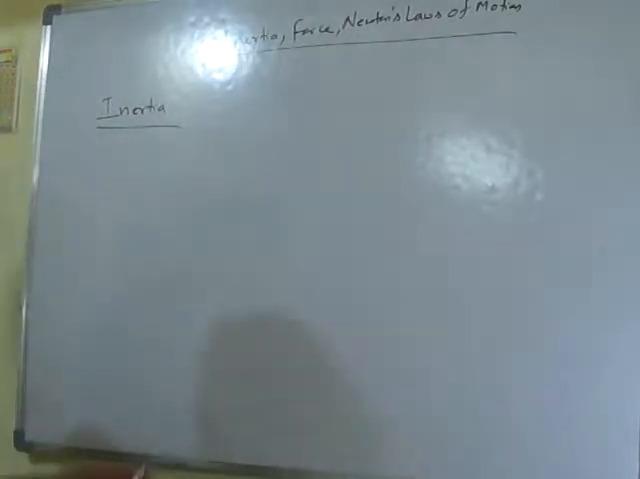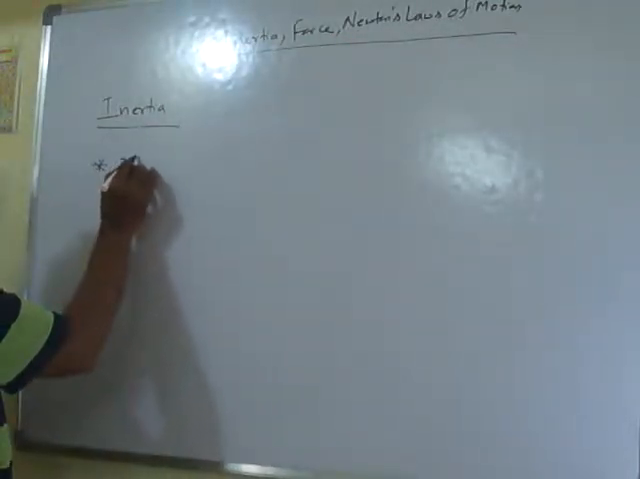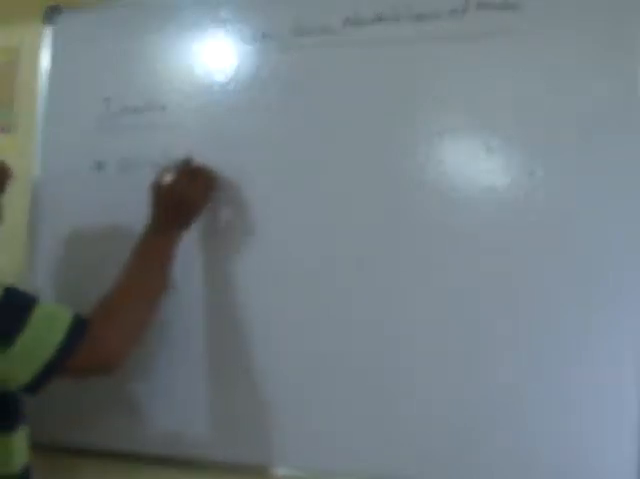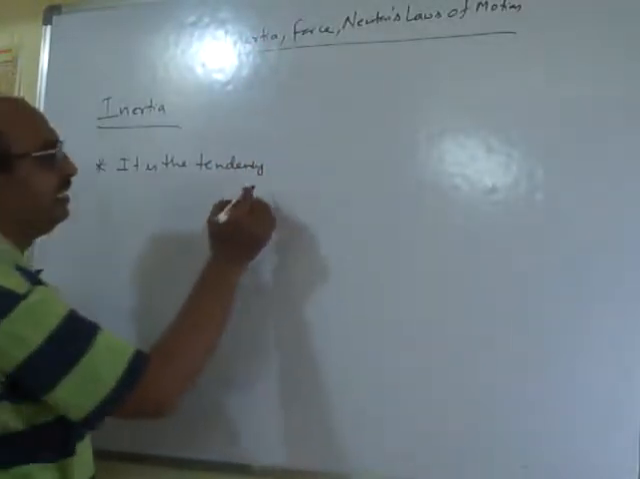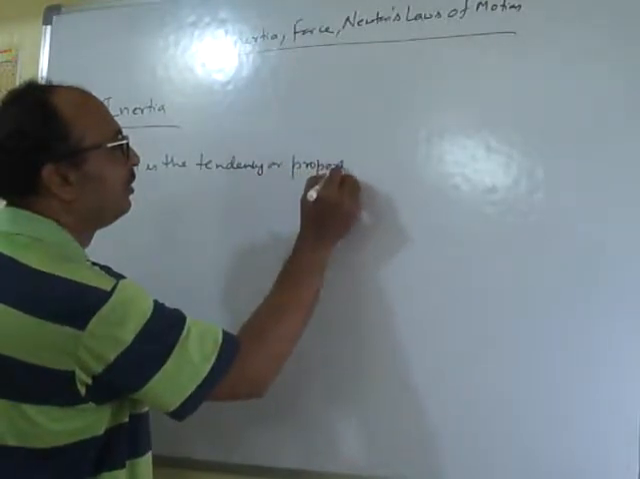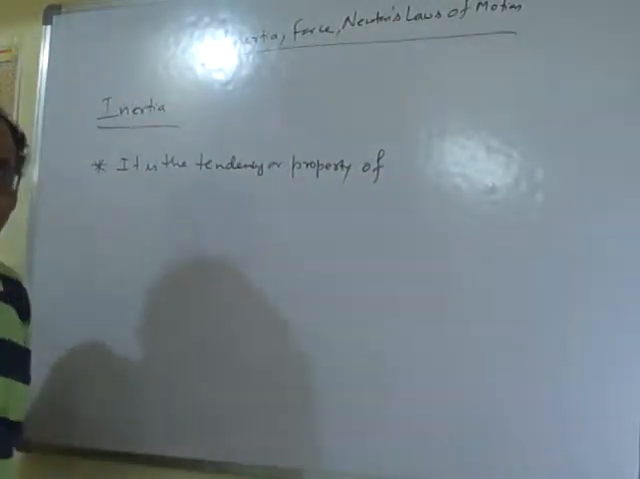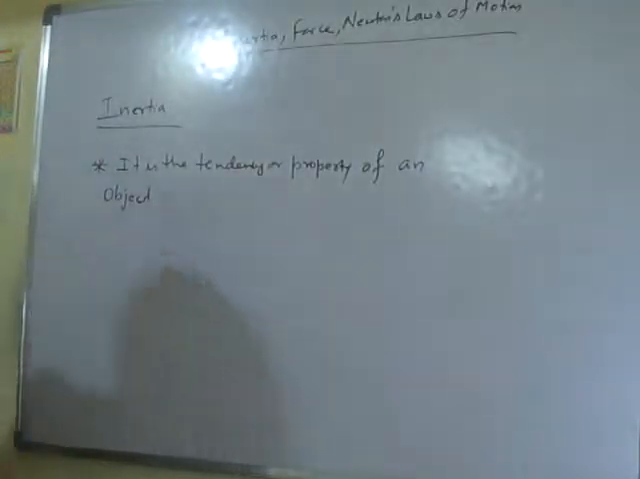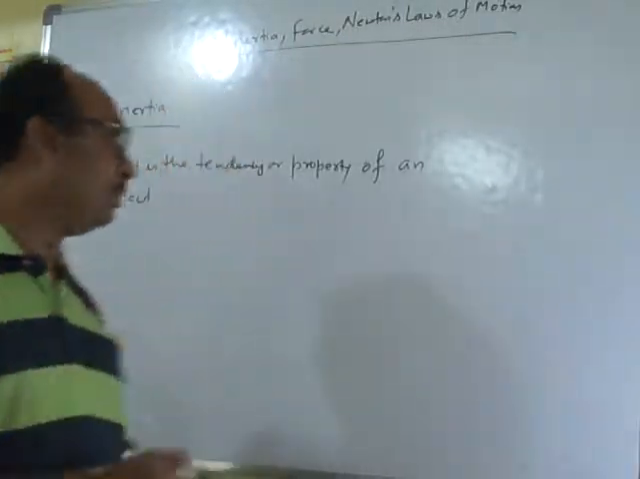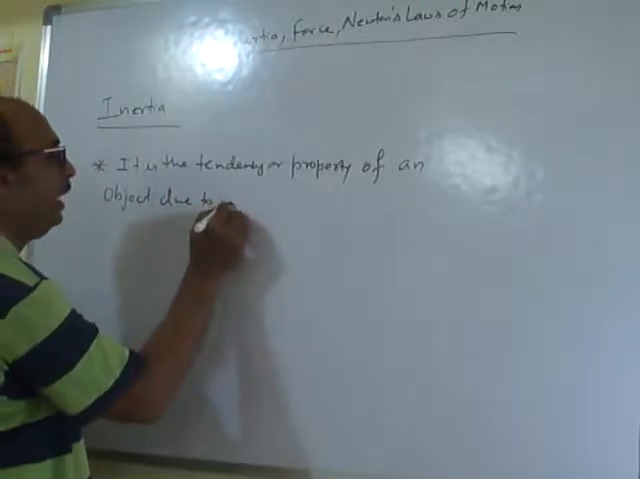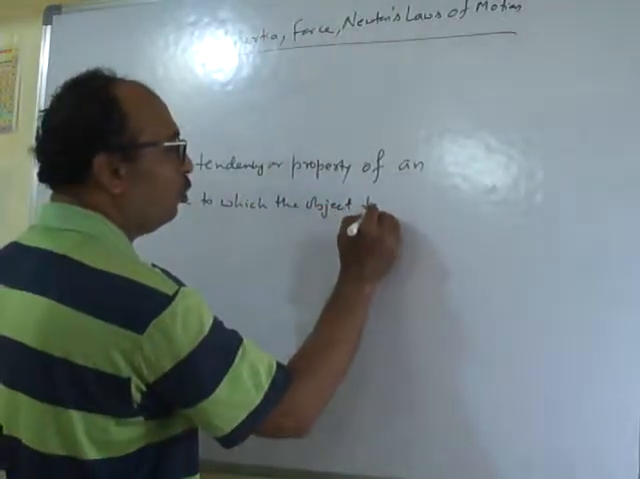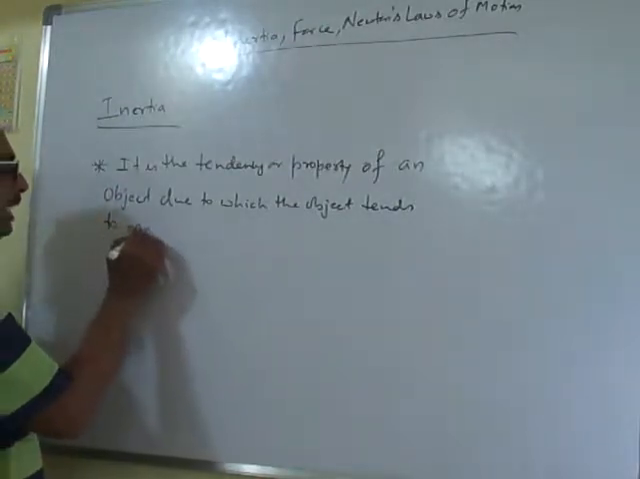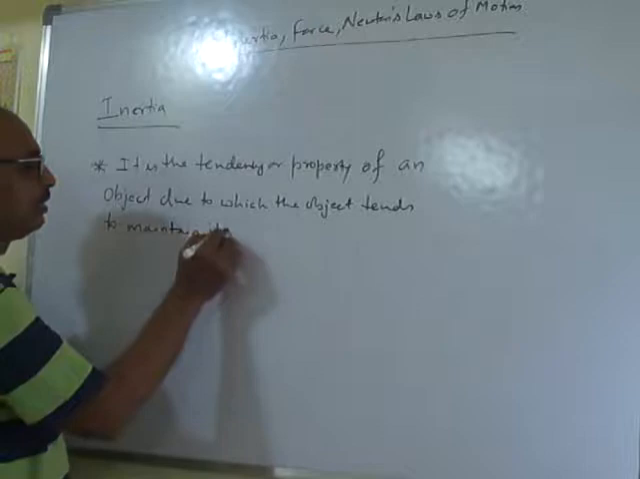So I already told you, what actually is inertia? It is the tendency. How can we define it? We can define inertia as the tendency or property of an object, due to which the object tends to maintain its position.